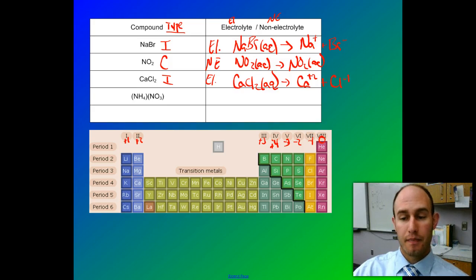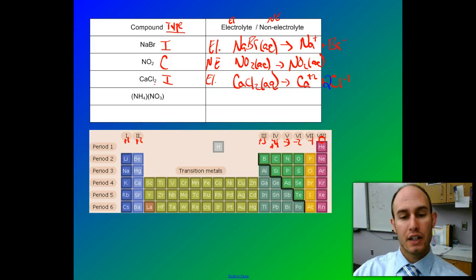-1. But how many chlorines do I have here? 2. So that means over here I need to put a coefficient of 2 for the chloride ions in my solution that will form. Here we have a polyatomic ion, ammonium, and another polyatomic ion, nitrate, so ammonium nitrate.